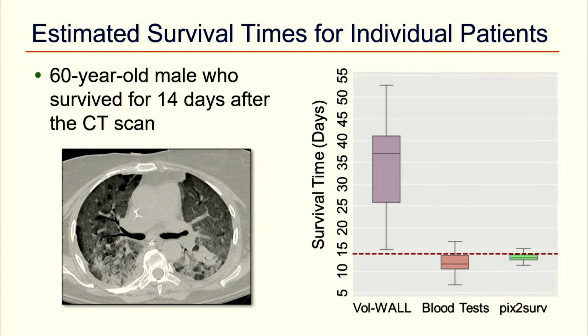Finally, this slide shows a comparison of the estimated survival times for a 60-year-old male patient. The survival times were estimated by use of patient-based bootstrapping. In the box plot on the right, the red dotted line shows the actual survival time, which was 14 days. We can see that the median survival time estimated by PIX2-SERV is more accurate than those of the blood tests and the volume wall.